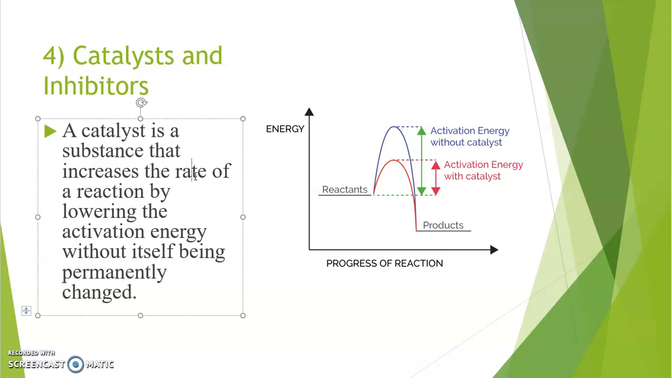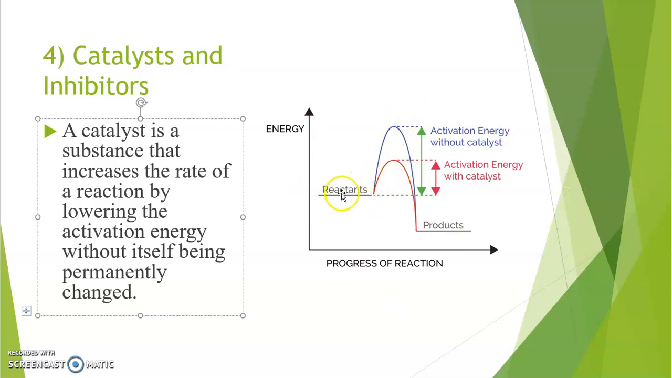How does it do that? The catalyst acts by lowering the activation energy. If you look at this graph, you have reactants, you have products. This is an exothermic reaction. How did I know? Because the energy of the products is lower than the energy of reactants. You see it's under it. So energy of products is lower than reactants. So this is an exothermic reaction.